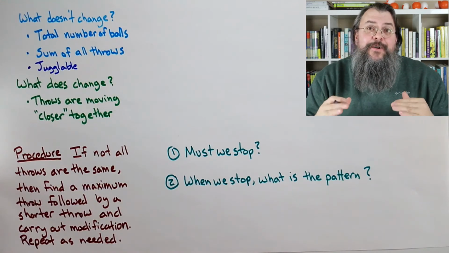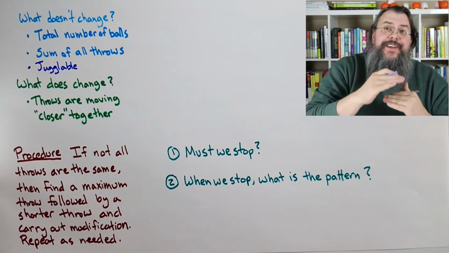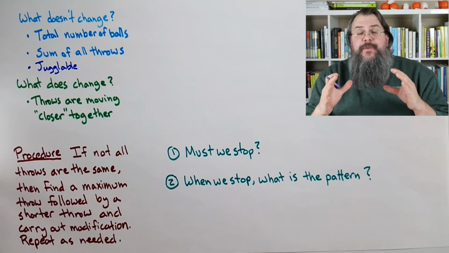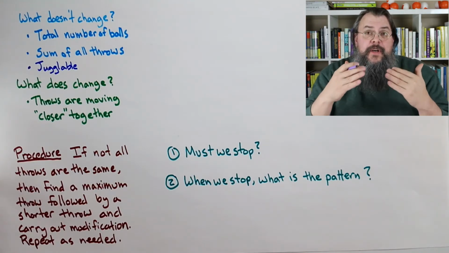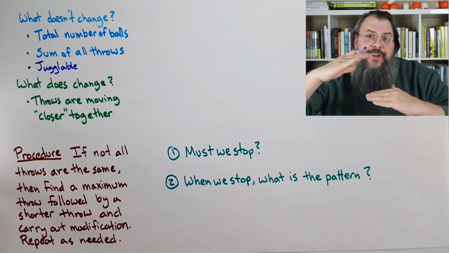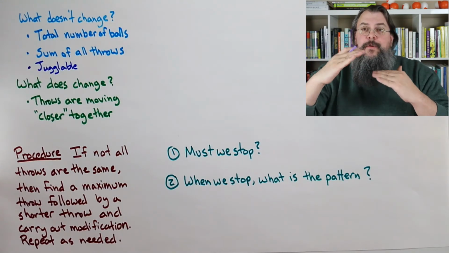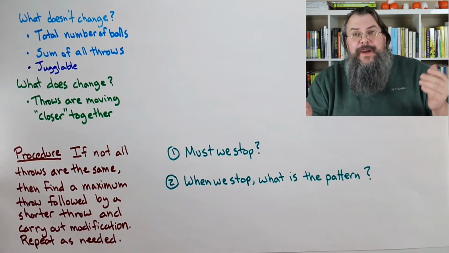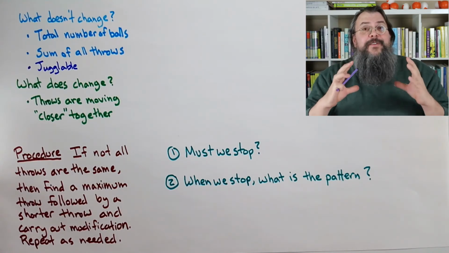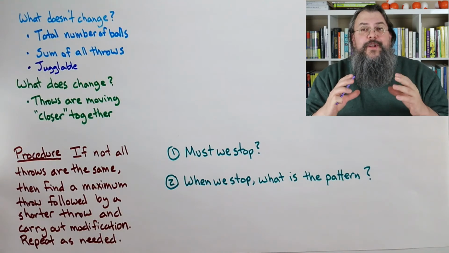Okay, so we talked about what doesn't change, but what does change? We've already mentioned before we're removing nestings, but we're doing a little bit more. If you look at the throws, somehow you're bringing them closer together. What do we mean by that? Well, if you think about the picture before. So let's go back to the picture one more time, because it's important to have this picture in mind when we talk about what's going on.